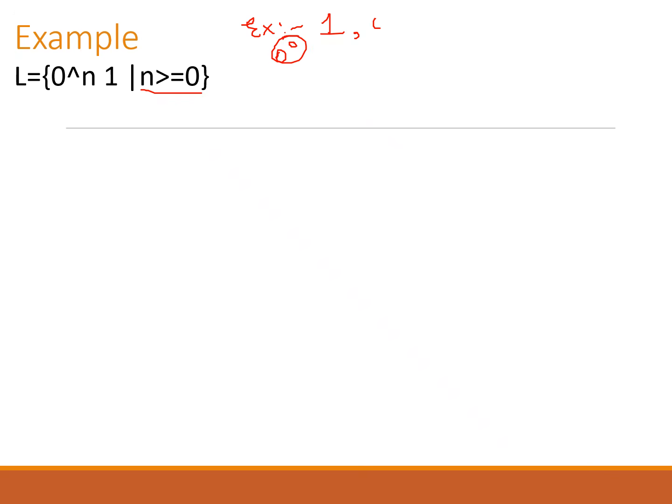Next, let us take one occurrence of 0. So this will be 0, 1. The next possible string could be twice 0, then 1. Next would be thrice 0 plus 1, and so on. So here 1 is the fixed symbol that is coming, and 0 can appear 0 or more number of times. Let us see how to design such a push down automata.